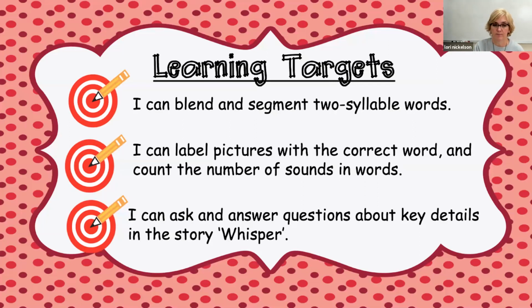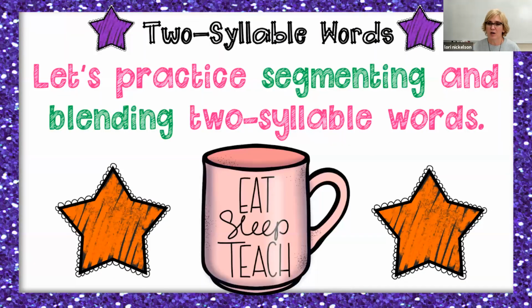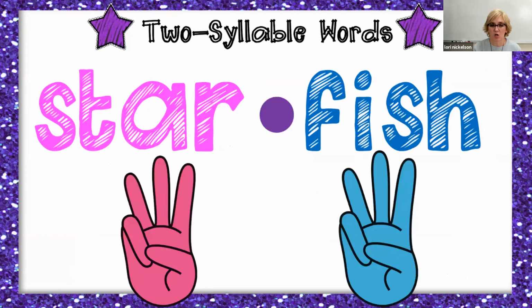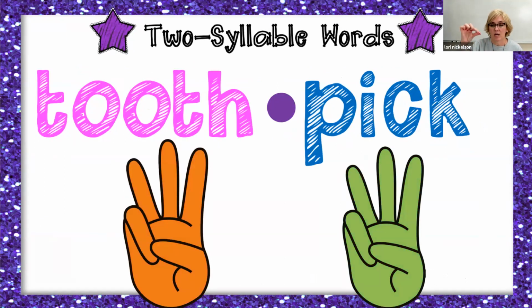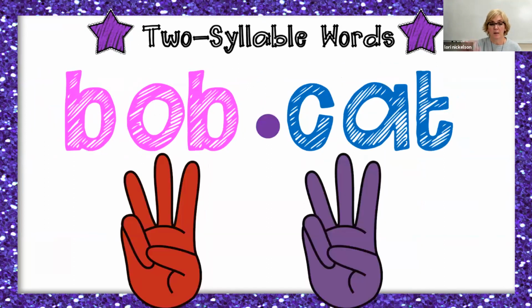Whisper. So, two-syllable words. Let's practice segmenting and blending two-syllable words. Okay, the word is starfish. So let's say star. S-t-r. 3 sounds. Let's do fish. F-ish. 3 sounds. Toothpick. T-u-th. 3 sounds. Pick. P-I-k. 3 sounds. Bobcat. B-a-b. 3. Cat. K-a-t. 3.